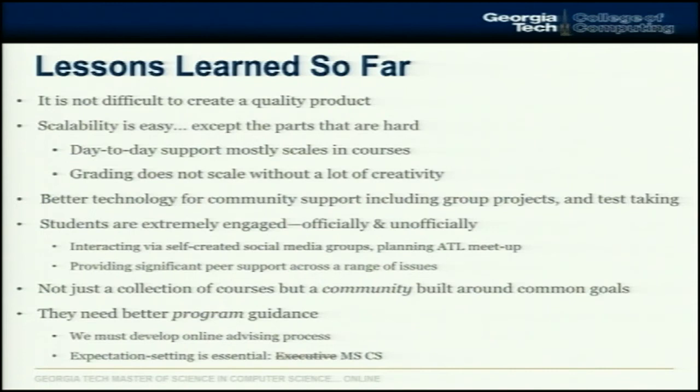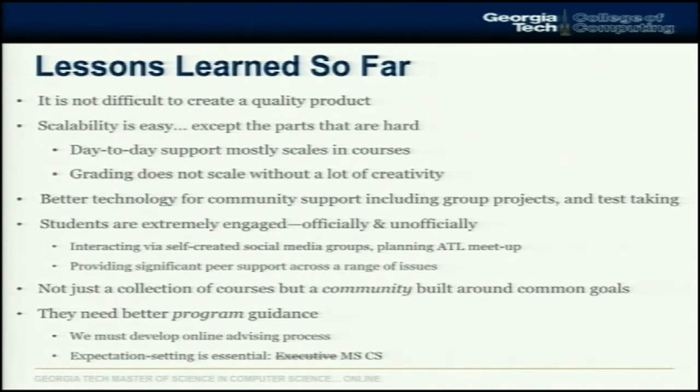So here are the lessons that we've learned so far going through this, and again, you'll see that this notion of community is central. It turns out, first off, it's not difficult to create a quality product. I mean, it's hard in the sense that it requires work, but it's not hard in the sense that it requires coming up with something completely new. It's not as difficult as getting software engineers to communicate with one another, for example. It really is as simple as sitting down, working through your class, working out what the learning objectives are, and simply putting them together. The scalability question, which is central to whether we can pull this off or not, turns out to be easy, except, of course, the parts that are hard.